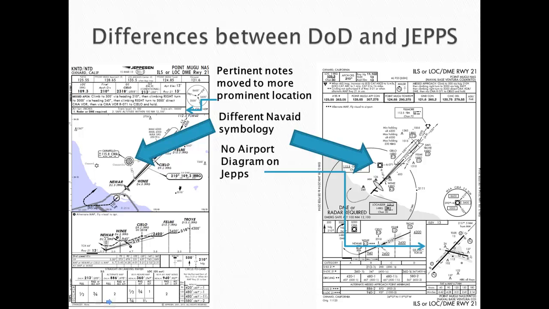One drawback of the Jeppesen products is that no airport diagram exists, so be sure to have a copy of your airport diagram out upon landing. Also, you will note that there are no weather minimums on the approach chart. The minimum descent altitude is listed in bold, and the height above aerodrome is listed in parentheses.